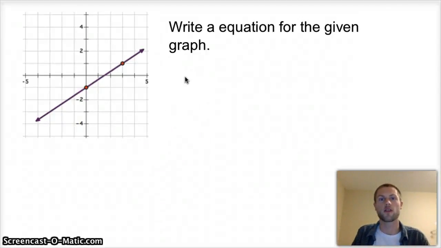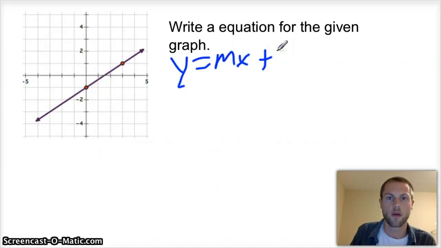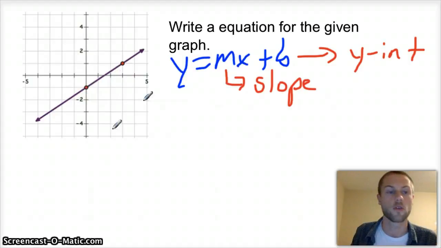Let's try this practice problem here. We want to write an equation for the given graph right over here. So our goal is to get things in the y equals mx plus b form. And recall that our m represents our slope of the equation and our b represents the y-intercept. So these two things we can readily find from this graph. Shouldn't be too hard, nothing too crazy.